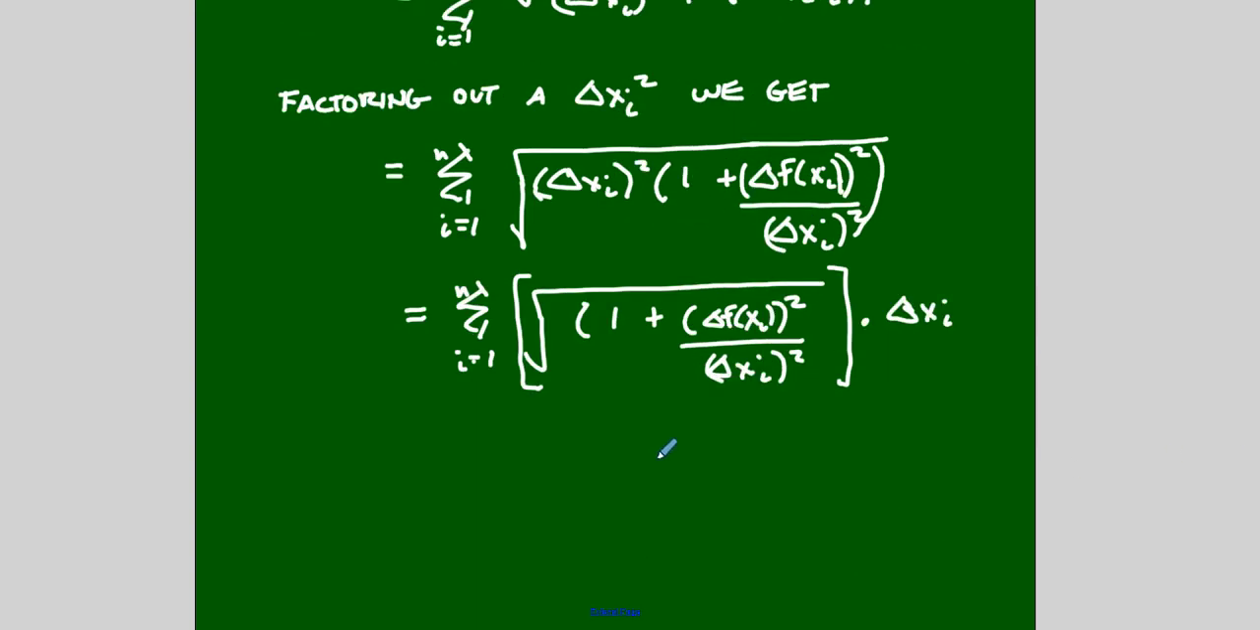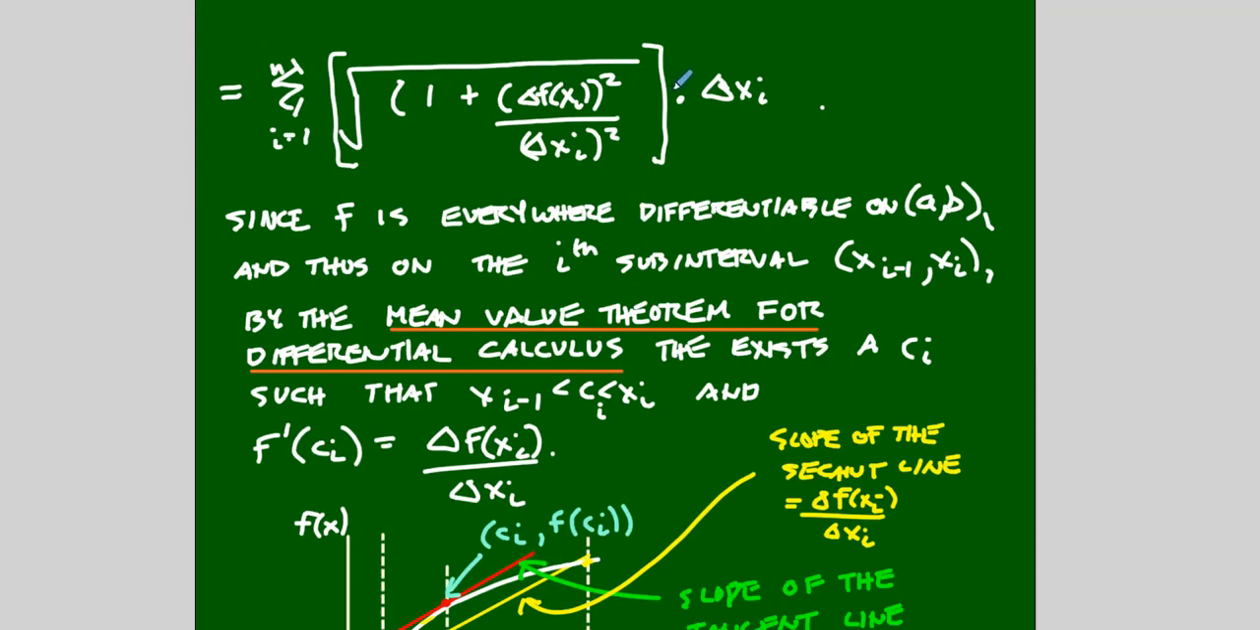Now, the square root of delta x sub i squared is just delta x sub i. So I'm going to pull this out of the radical sign and put it over here. So now I have this expression: the sum from i equals 1 to n of the square root of the quantity 1 plus delta f of x sub i squared divided by delta x sub i squared, times delta x sub i. Okay, bringing this over to the next page, I have this.